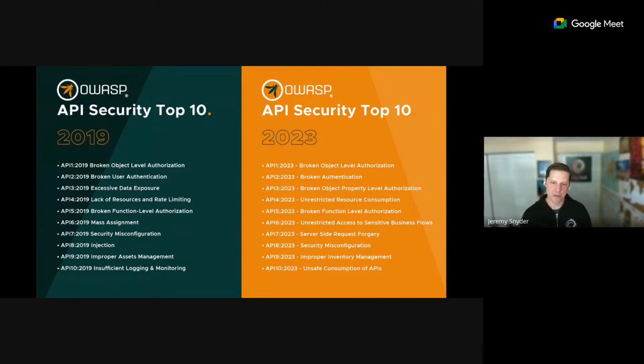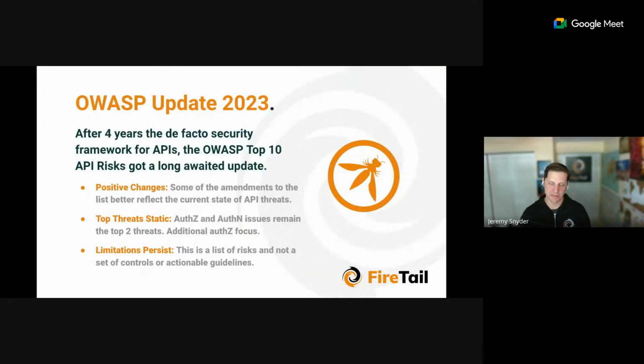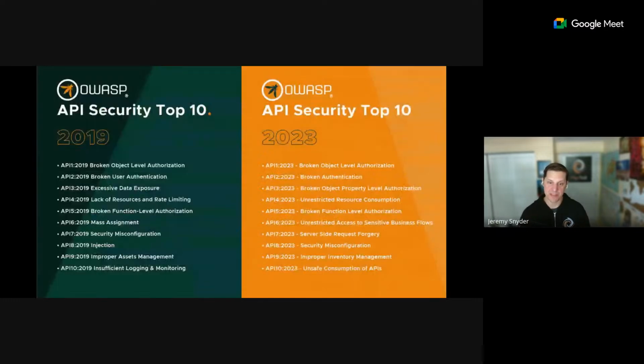But one of the common criticisms that we heard very often from customers who are, let's say, looking to start an API security initiative within their organization is that OWASP API Top 10 is really a list of risks. It's not a set of controls, and it's not a set of actionable guidelines, which was very often what they're looking for. So they might pull up this OWASP API Top 10 list, and then they start looking down the list, and they're like, okay, well, there's a risk around broken object level authorization. First of all, what is that?